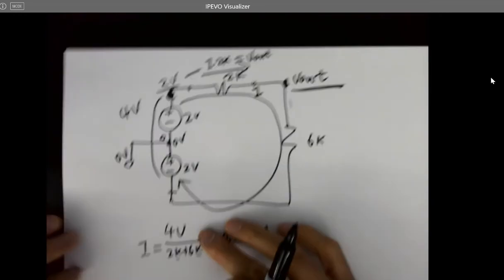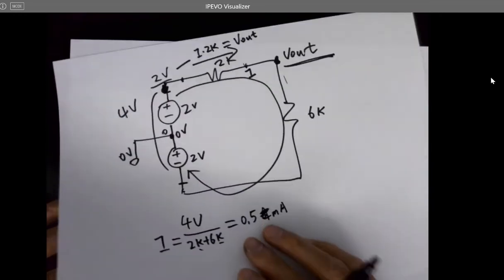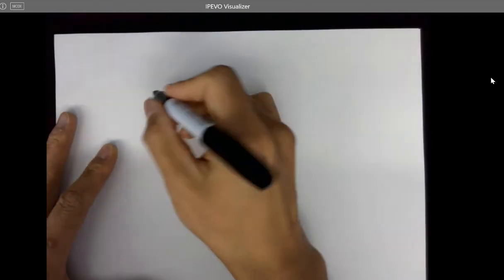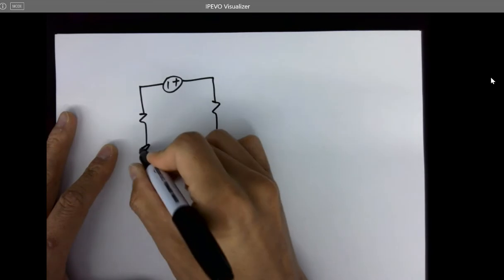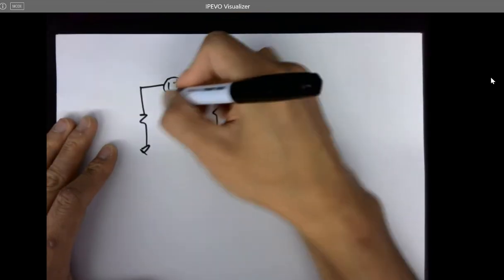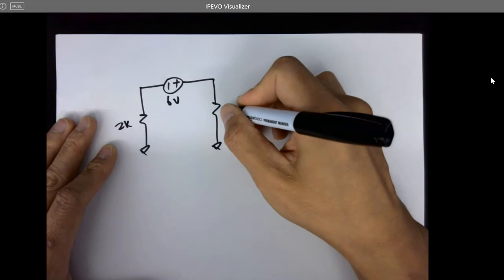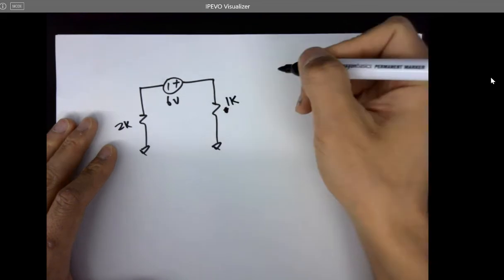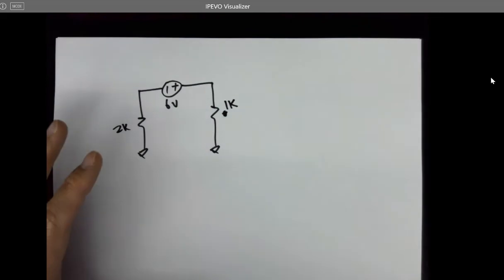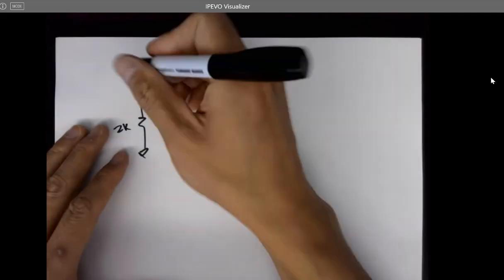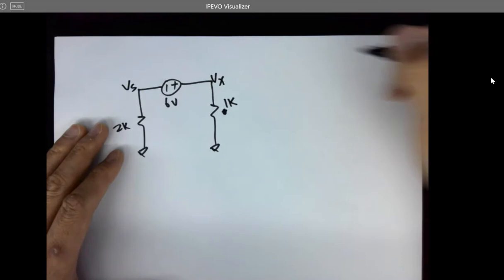So I'll calculate it in a very easy way. Another one. Six volts, 2K, 1K. So draw the current direction and calculate the current values, and calculate Vs and Vx. So this is Vs, this is Vx.